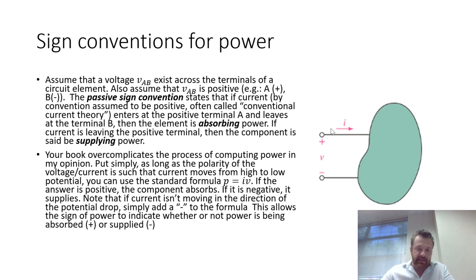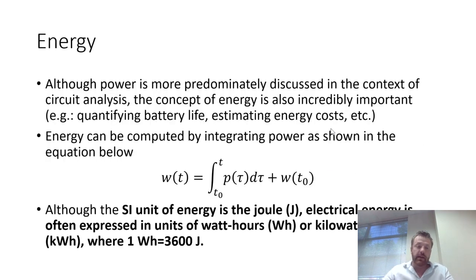The book overcomplicates this a bit. It overcomplicates it a lot. Basically, if you have a current and voltage pair that are not following passive sign convention, the only thing you need to do is add in a negative, and then you're still basically using your formula, so just P equals minus IV if you're not following passive sign convention. And you can use the same interpretation for positive and negative sign of the result as we have here. If it's positive, it's absorbing. If it's negative, it's supplying.